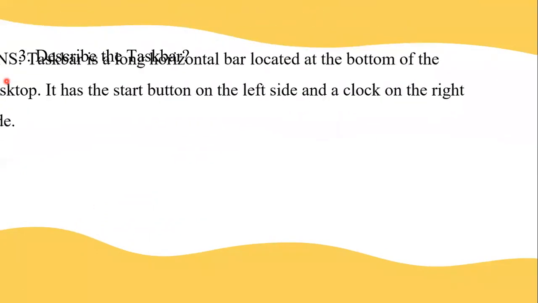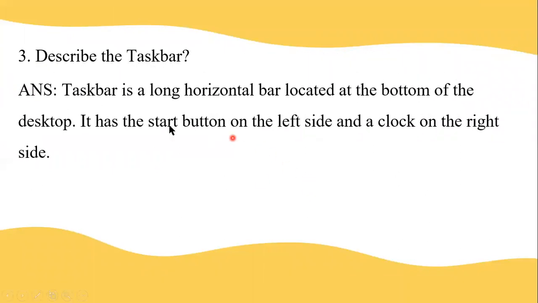Last question. So what is it? Describe a taskbar. So what is a taskbar? You all know the long bar down, right? So how do we have to write the answer? Taskbar is a long horizontal bar. So it is a straight one, right? So we need to use the term horizontal bar. Located where? Bottom of the desktop.